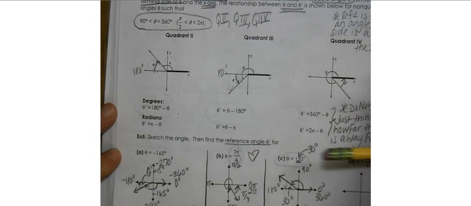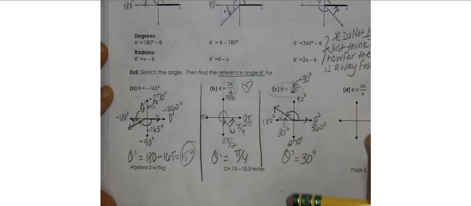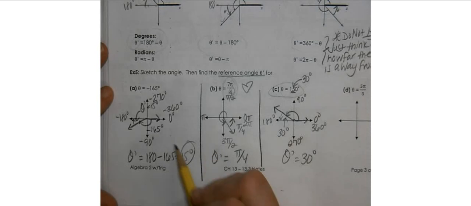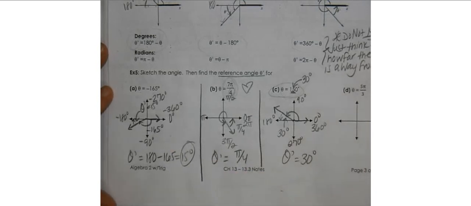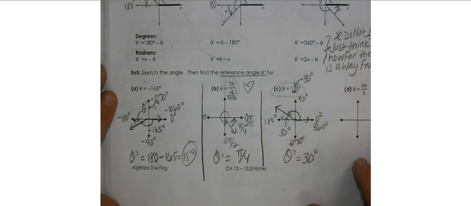But I think that just using logic might be even more beneficial. How many more degrees do you need to travel before you reach your destination, which is the x-axis? Let's go ahead and look at letter D. For letter D, I'm going to graph 5 pi over 3. 5 pi over 3, once again, is one of our special angles that we need to know. It's almost 6 pi over 3, so that means it's going to be located in the fourth quadrant.